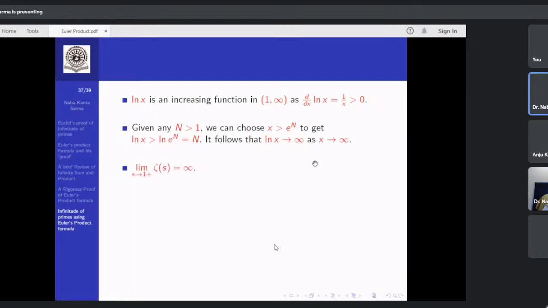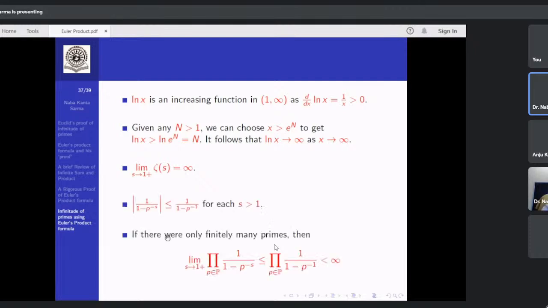So the outcome is what? This limit, which is bigger than log of x. So this will also have to be defined. So finally, this right hand side product, the terms are 1 minus p to the power minus s. So since s is greater than 1, this is less than this. This is less than this.